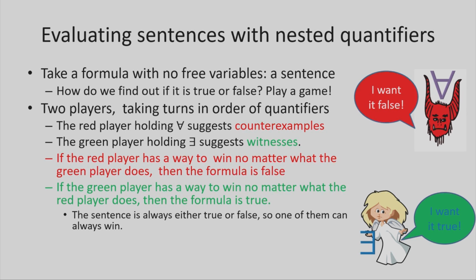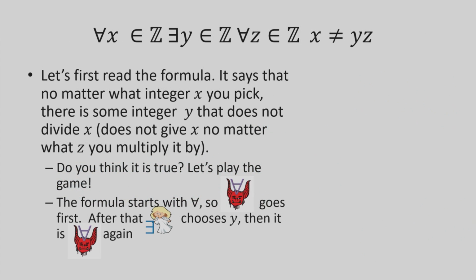So again, we'll have two players. The player holding the existential quantifier plays on existential quantifier turns and tries to find the witness and show that the formula is true. And the universal player suggests counterexamples. He really wants to make the formula false. Let's try an example.